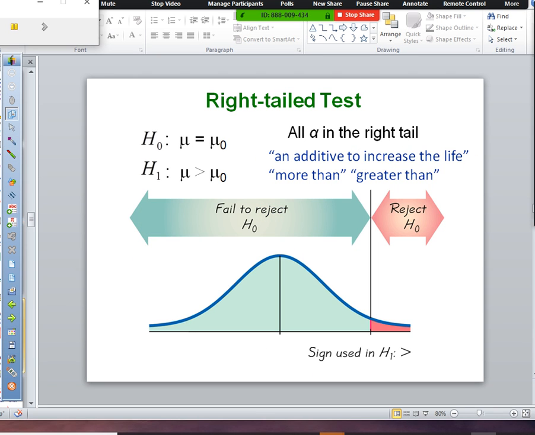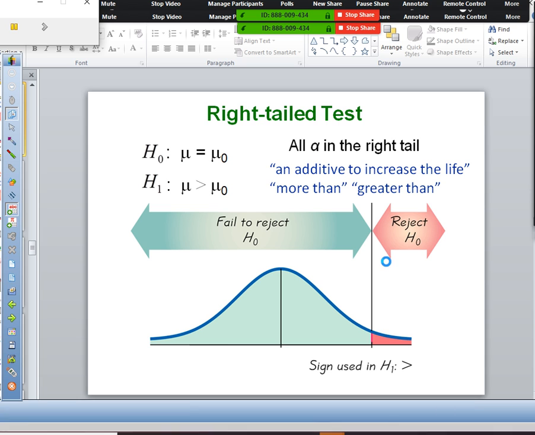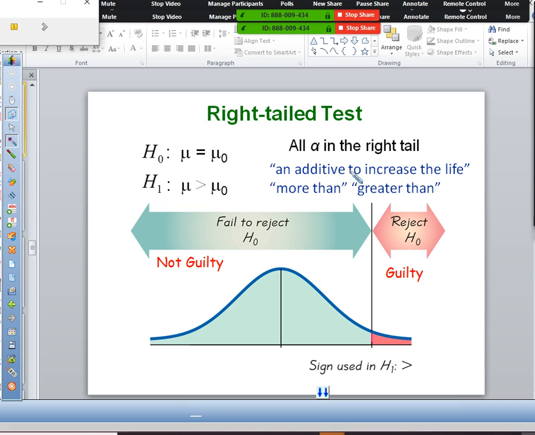The next thing is this one here. Sterling, can you go and read this one for us? Right-tailed test, H naught, mu is equal to mu naught. H1, mu is greater than mu naught. Great. Keep going. All alpha in the right tail. Increase, more than, greater than.